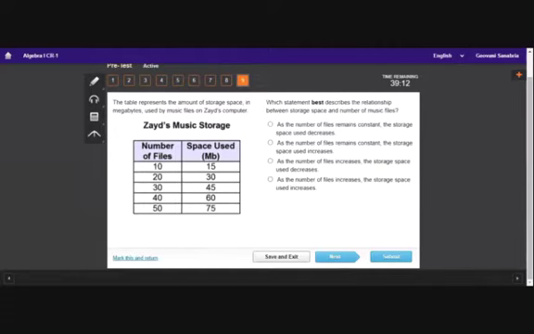I think it's C. As the number of files increases, the storage space. Oh no, that one's off too. As the number of files increases, the storage space used increases. So it's the last one. Yeah, it's the last one.